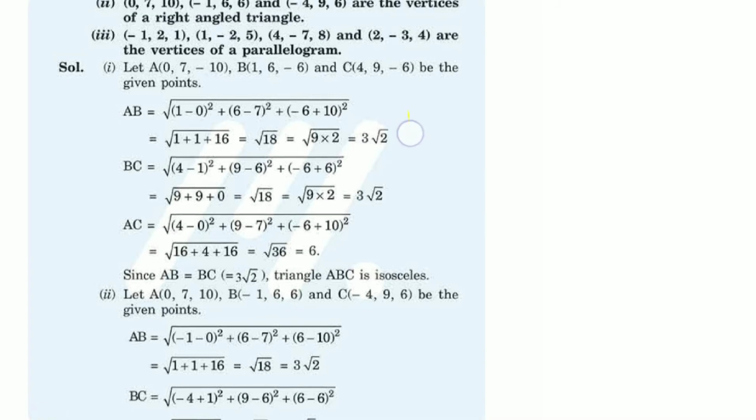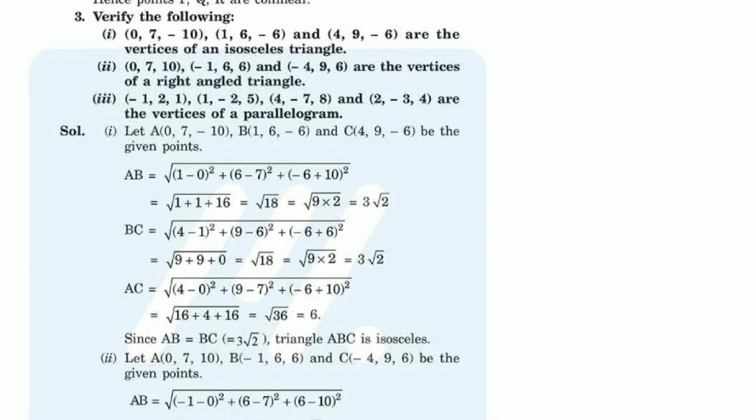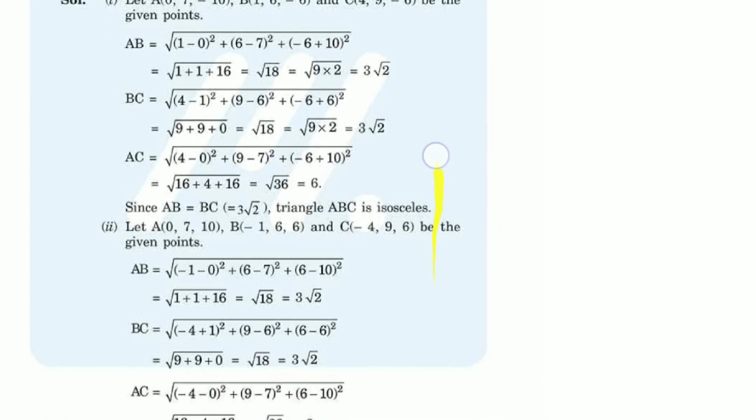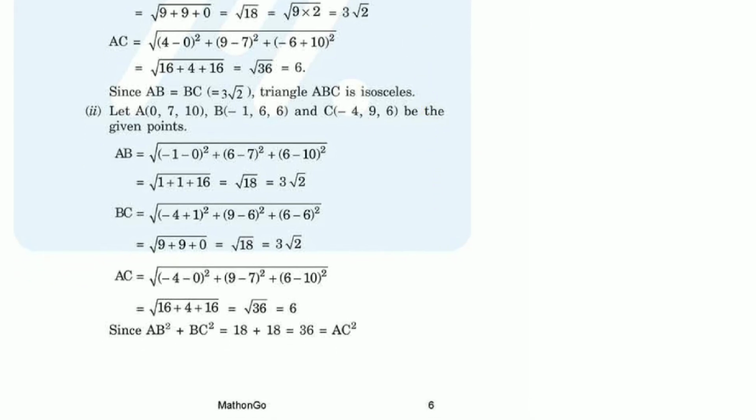Next, question number 3, the second sum. We have to show that the 3 points are the vertices of a right angle triangle. Now, right angle triangle, what is the theorem? Pythagoras theorem we have to check for a right angle triangle. So, again, we are going to name the points ABC, calculate the distances AB, BC, AC. Then we show the Pythagoras theorem.